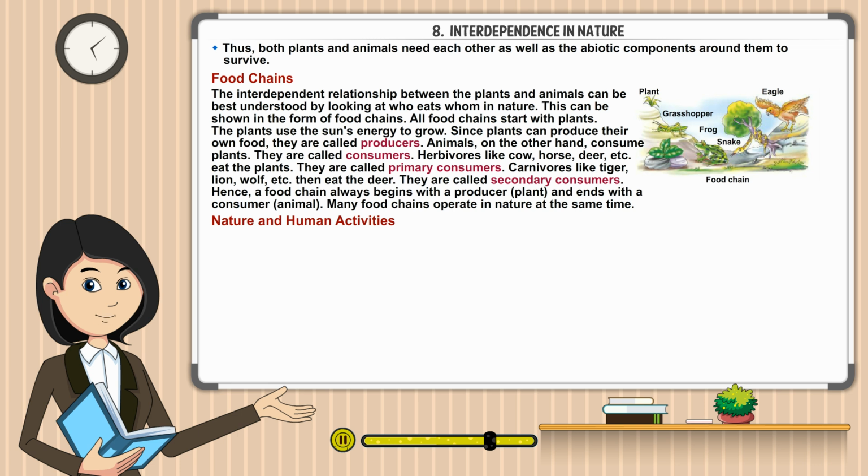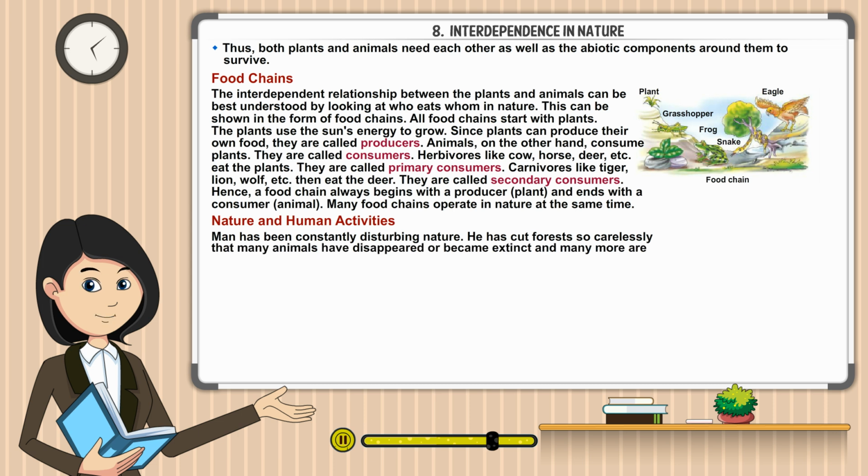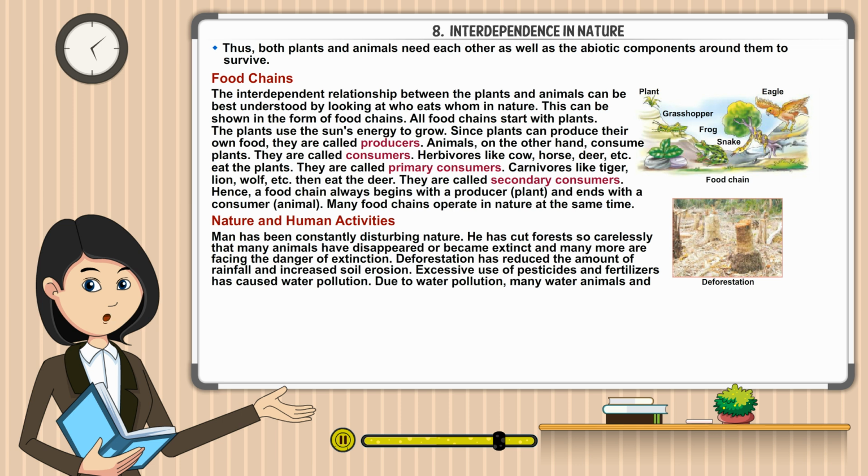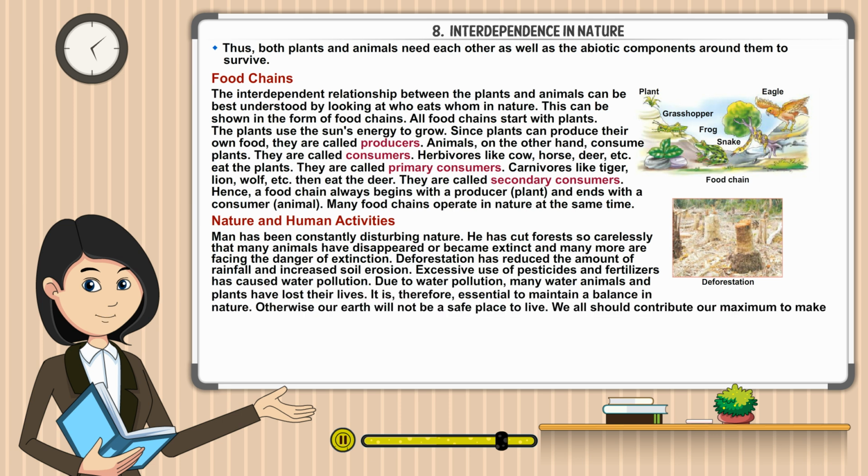Nature and human activities. Man has been constantly disturbing nature. He has cut forests so carelessly that many animals have disappeared or became extinct, and many more are facing the danger of extinction. Deforestation has reduced the amount of rainfall and increased soil erosion. Excessive use of pesticides and fertilizers has caused water pollution. Due to water pollution, many water animals and plants have lost their lives.